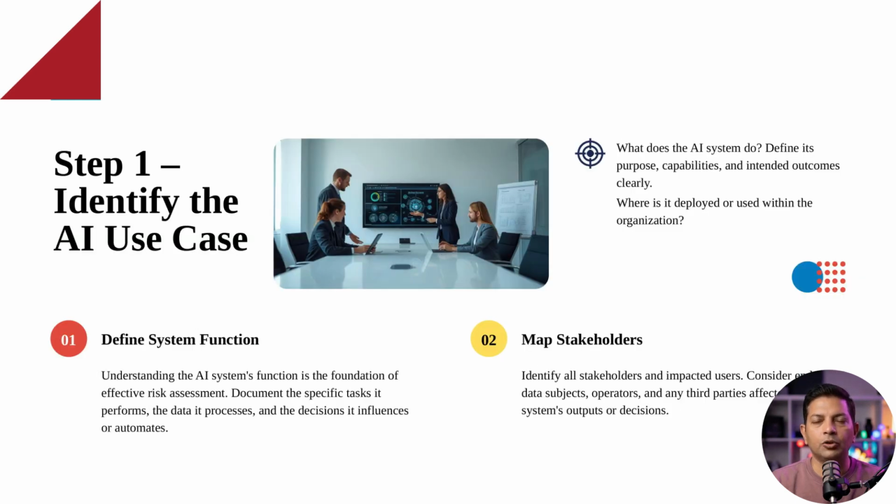The first step is to clearly define the AI use case. This might sound simple, but it's often overlooked. You need to understand what the AI system is doing, where it is being used, and who it impacts. For example, is it being used for hiring decisions, fraud detection, or customer support? Each of these use cases carries very different risks. You should also identify stakeholders: who is affected by the output of this AI system: customers, employees, or third parties. Without a clear understanding of the use case, it's almost impossible to assess risk effectively. So spend time getting this right before moving to the next step.